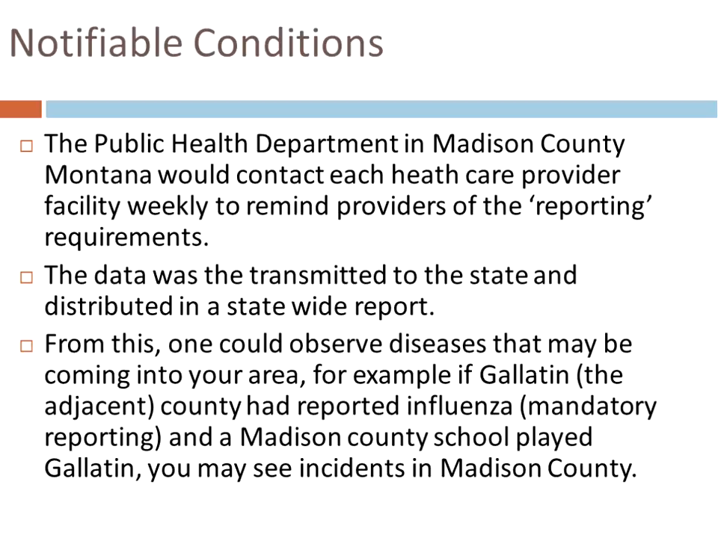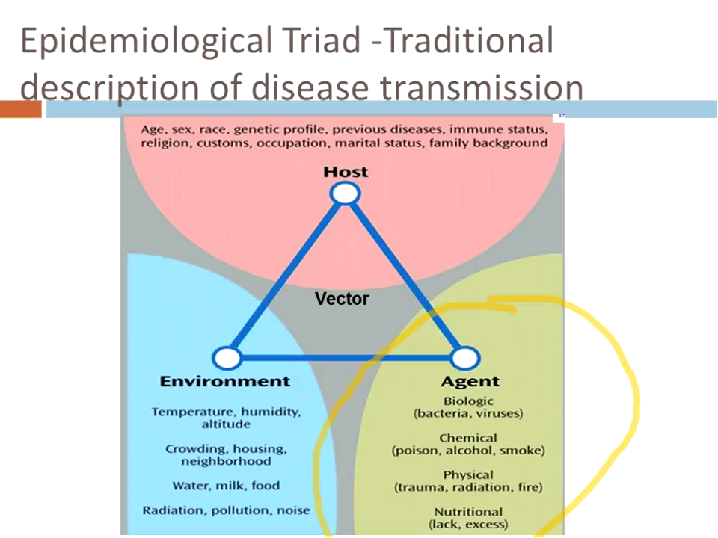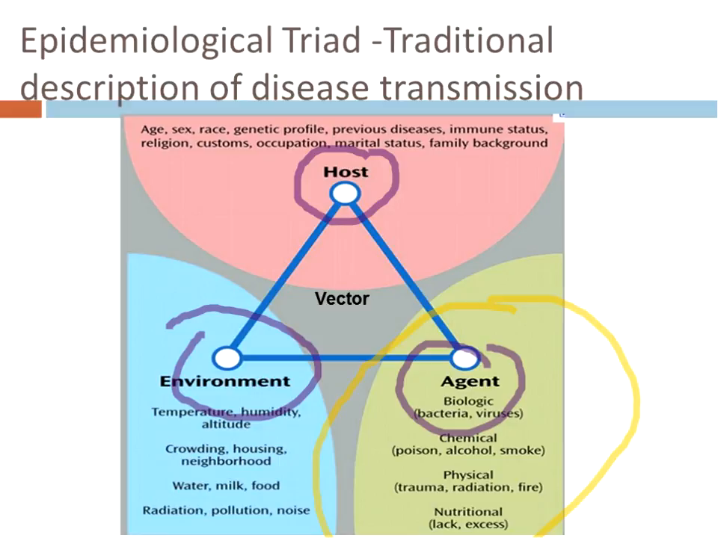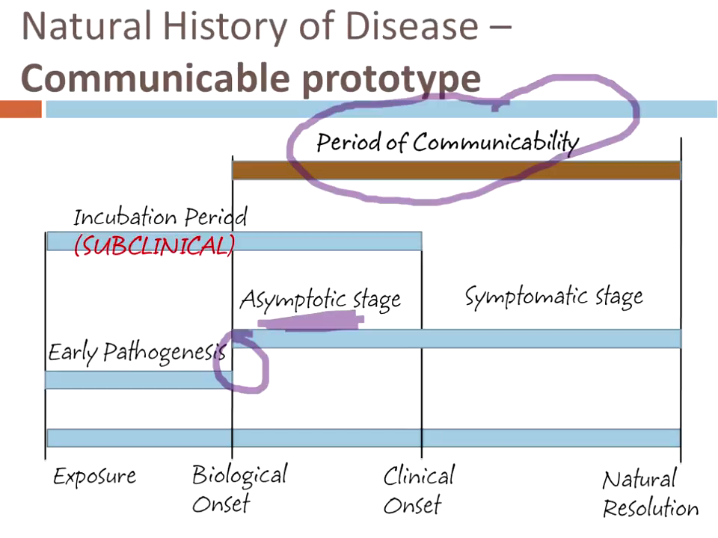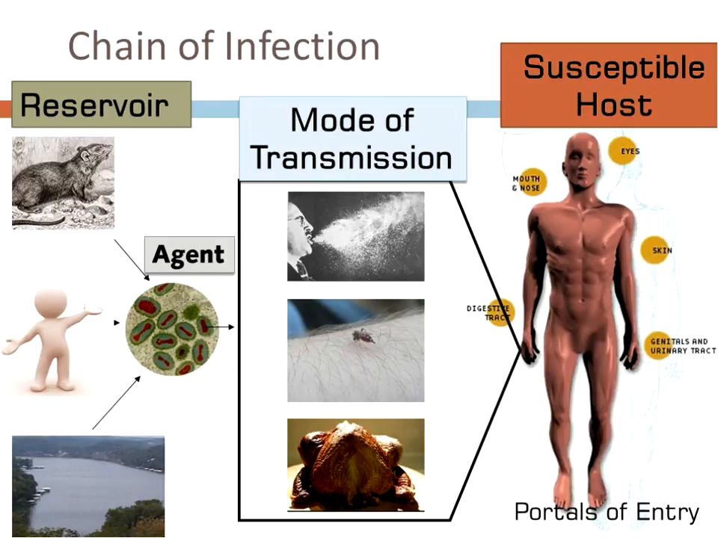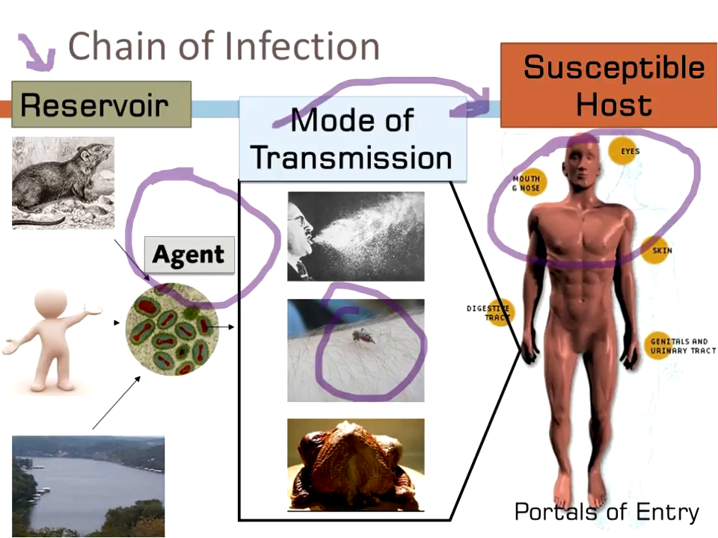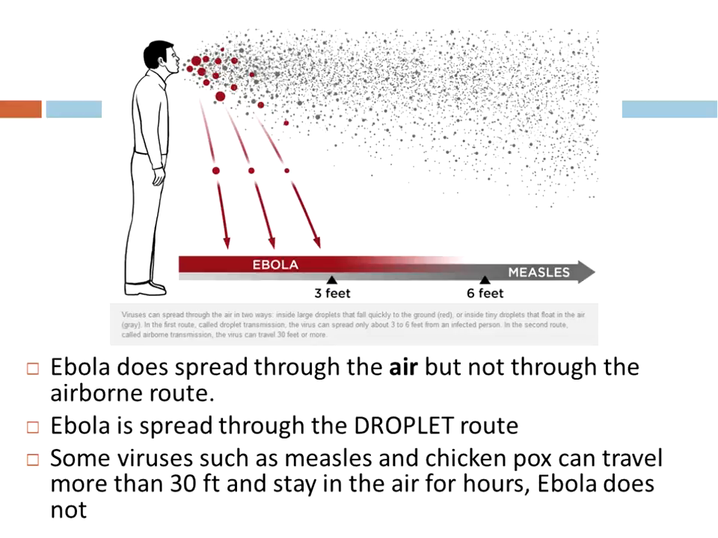So I hope this gave you an overview of epidemiology and the triad of our host: who gets it and why, what do they get, and what's the environment in which it's carried to you. The natural progression of disease, whether it's communicable or not, chronic, something like cancer. The different ways in which the agent is either in a reservoir or a vector, and is transferred to the host. Why washing your hands and not touching your eyes is so important. We went through the different types and ways in which things are transmitted, direct route versus indirect.